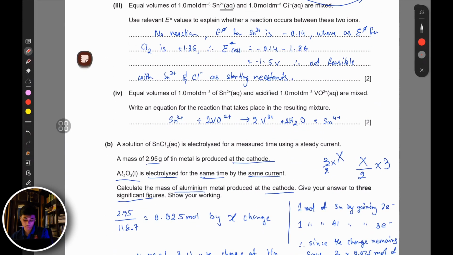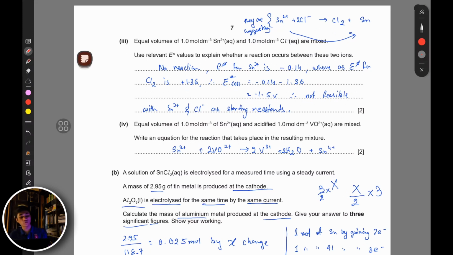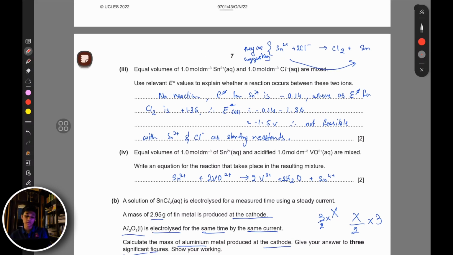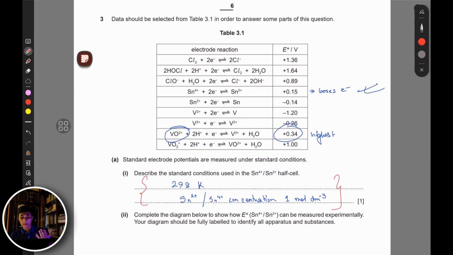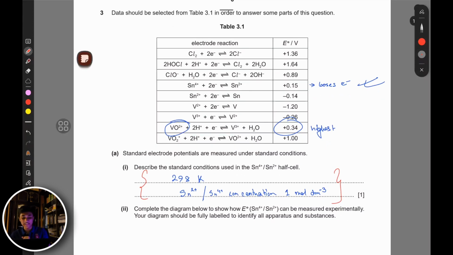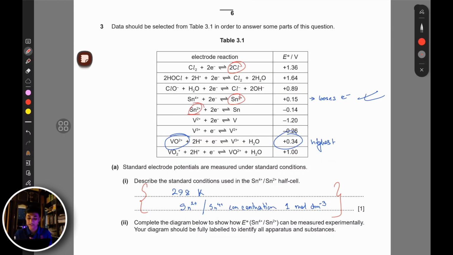Next we can move on to question 3. So question 3, what are they asking? Equal volumes of 1 mole per dm cube of Sn2+ and Cl minus are mixed. Now use relevant E0 values to explain whether a reaction occurs between these two ions. So yeah, it's not really going to happen, but I'll explain why. If we look at the electrode potential values, first we need to identify where chloride ions are present and where Sn2+ ions are present.